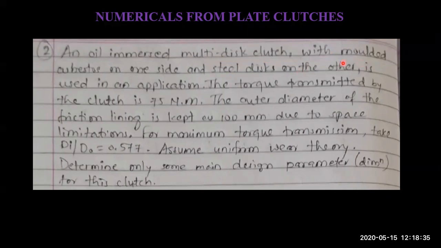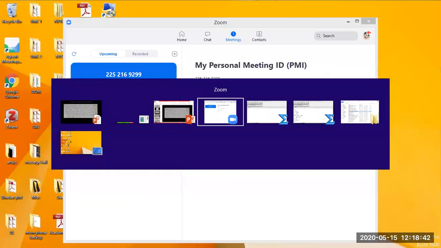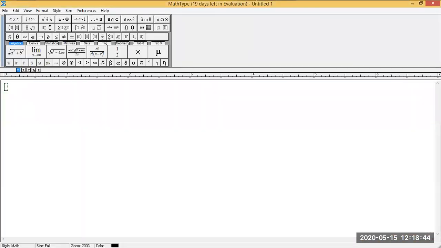Let me note this down one by one. It's molded asbestos and steel. So this is problem number 2. The data is molded asbestos coupled with steel. Right. So we need to look this up in table 13.4 from the data handbook.